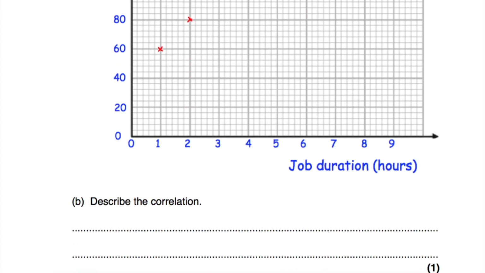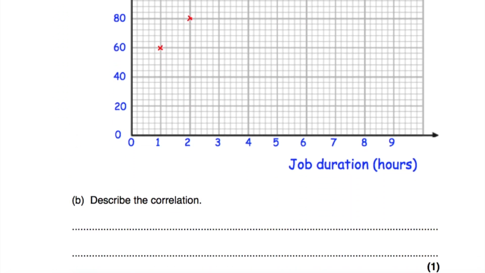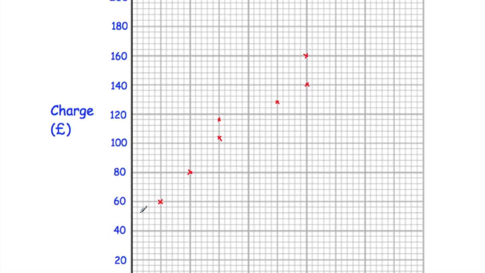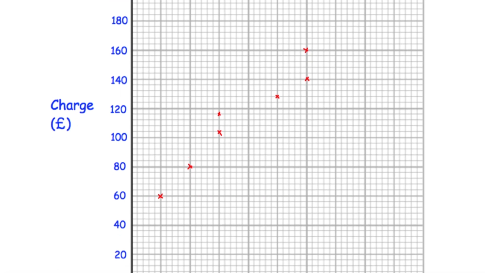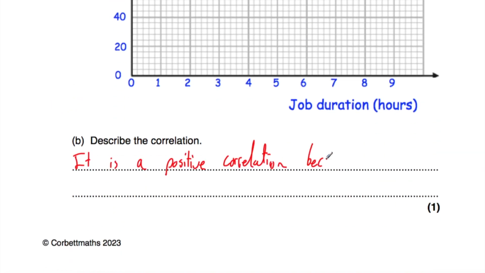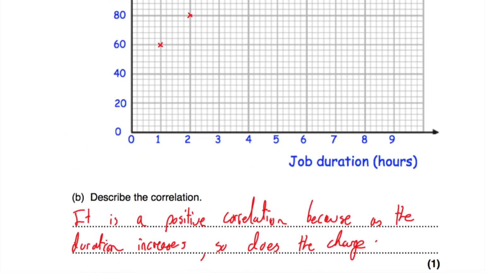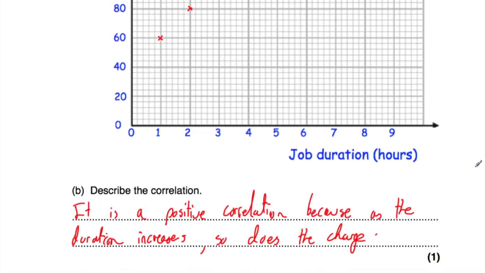Part B. Part B says describe the correlation. So it's a positive correlation. And we can tell it's a positive correlation because as the duration is going up, the charge is going up. So we can write that down and then let's describe it as well. So it is a positive correlation because as the duration increases, so does the charge or the cost. And that's it. So the charge increases as the duration increases. So that's a positive correlation.